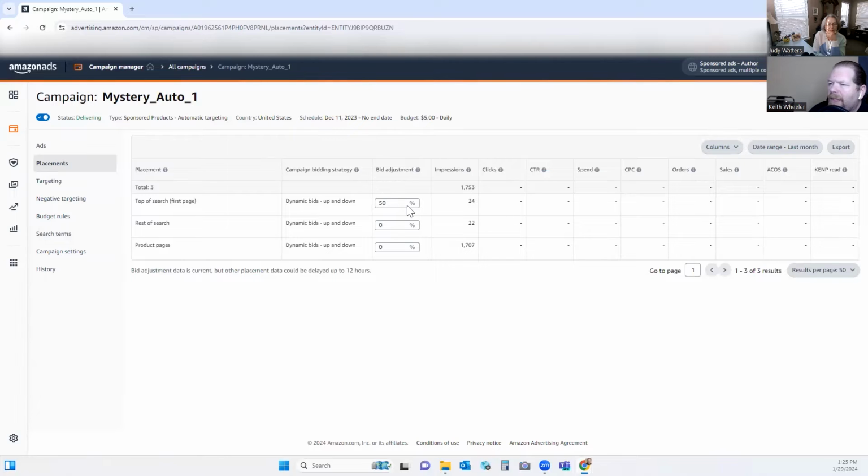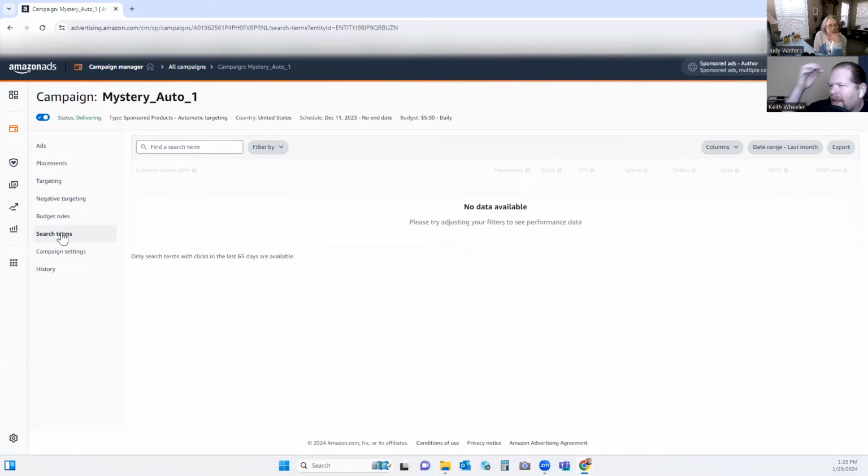I wouldn't change that too much. This is an automated product ad, but if this was an automated keyword ad, search terms would show you what people are actually typing in, but it only works with clicks. So until you get clicks, which this one doesn't have any, you're not going to see anything in here. So you need an automated ad where people are actually clicking on the ad, and then you'll see what they're actually searching for.